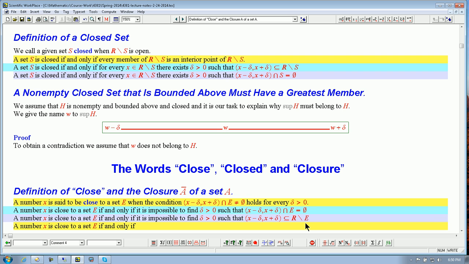Thus, the existence of delta greater than 0 for which that is included here, isn't that the statement that X is an interior point of that set? Folks, what does it mean when we say neighborhood? What you said about neighborhood, you were just kind of scratching for it. It wasn't bad. Hers is better, right?